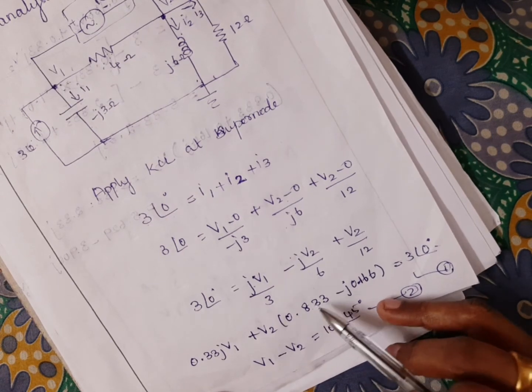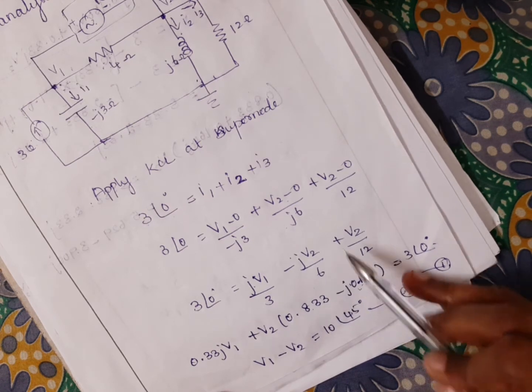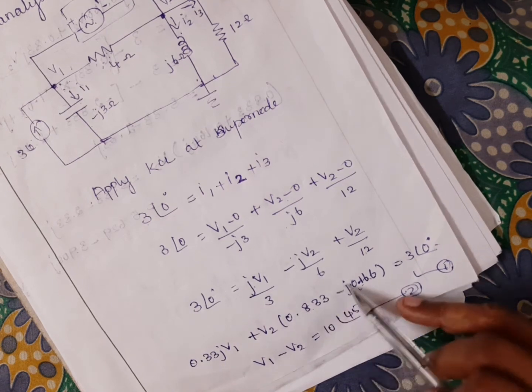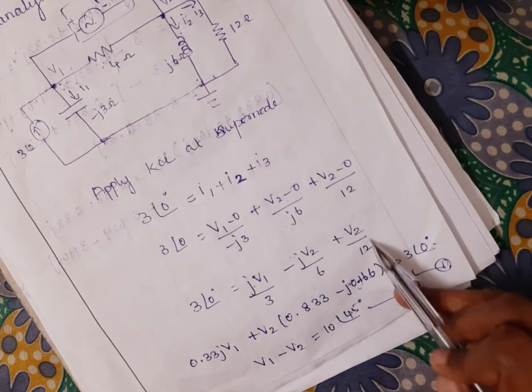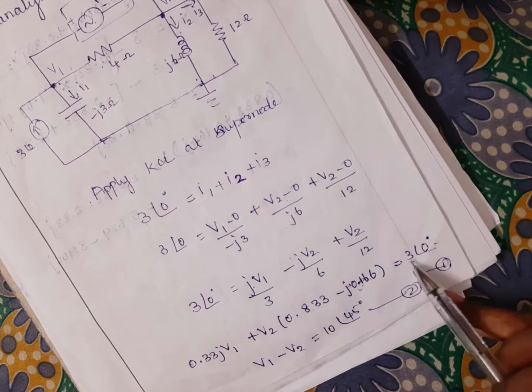0.86. Sorry, not 1 by 6 is 0.166j. 1 by 12 is 0.833. Okay, so here we can separate V2: this is the real part and this is the imaginary part. Okay, and you can write the polar form.